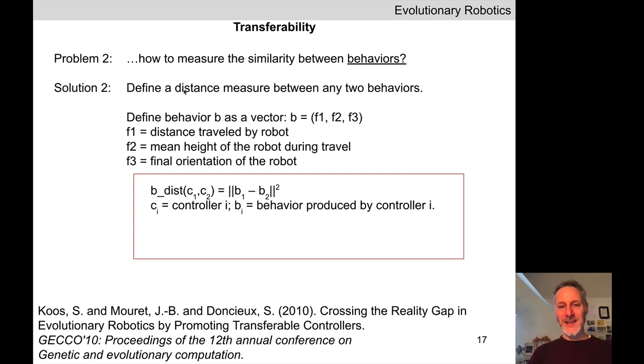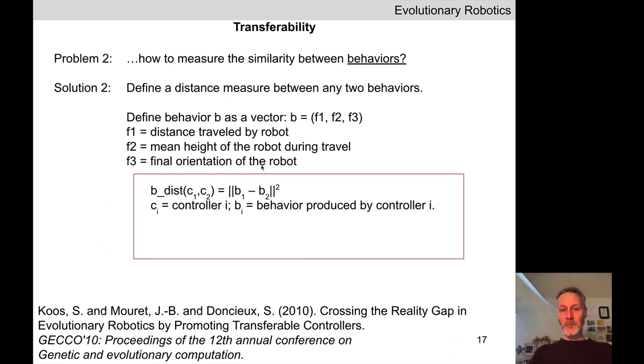We can then compute the distance between any two behaviors by taking the Euclidean distance between two length three vectors. That's what's shown down here. So the behavioral distance between controller one and controller two is, in this experiment, defined as the Euclidean distance between B1, this behavioral vector, and B2. Since this is a triplet of numbers, you can think of these three numbers as XYZ coordinates. So you can think of a controller producing a behavior that sits somewhere in three-dimensional space. Controller one produces B1 that sits here, controller two produces B2, which sits here, and the behavioral distance is the Euclidean distance between these two points in three-dimensional space.